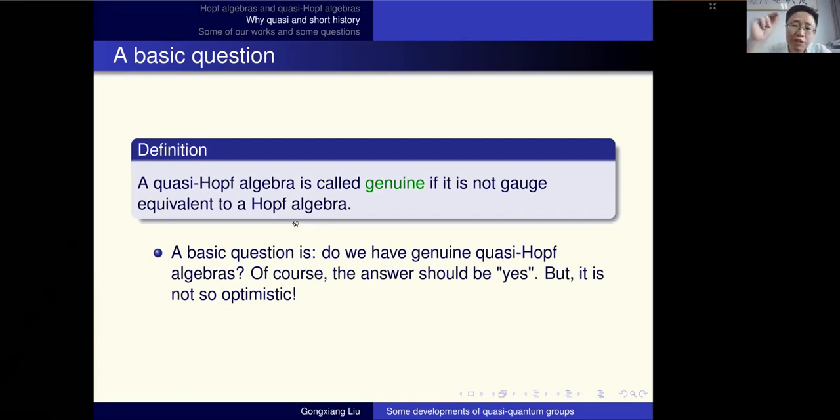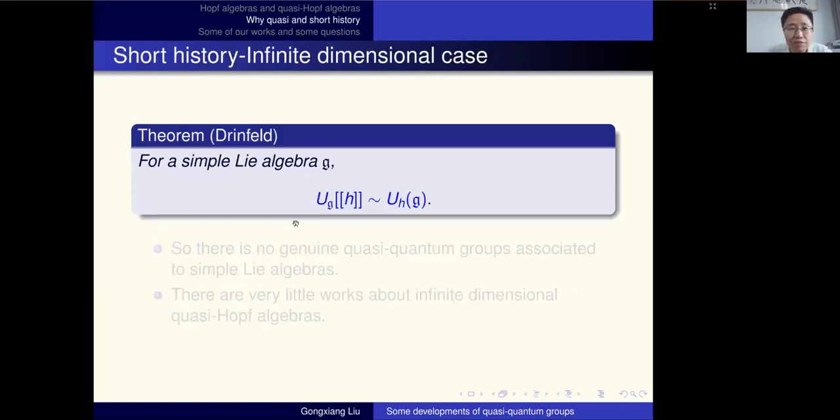Why? I give you some examples to explain this phenomenon. At first, Drinfeld proves the Kohno theorem. He gives another way to prove the Kohno theorem. The key point is he proves that the quasi-triangular quasi-Hopf algebra he constructs is exactly gauge equivalent to the usual quantum group. In this way, he realized the Kohno theorem. The Kohno theorem says that the braid group representation is constructed from a universal R matrix, where the universal R matrix is here.